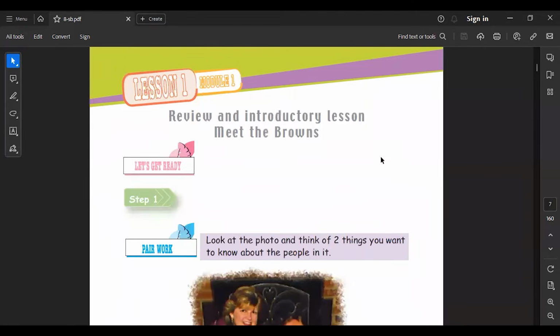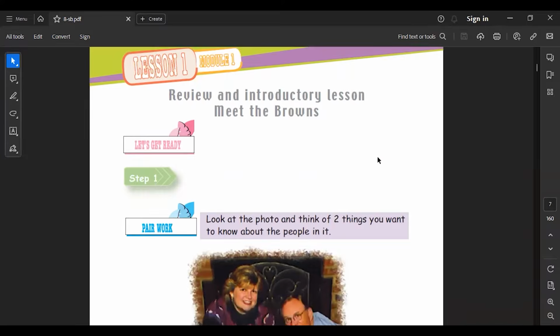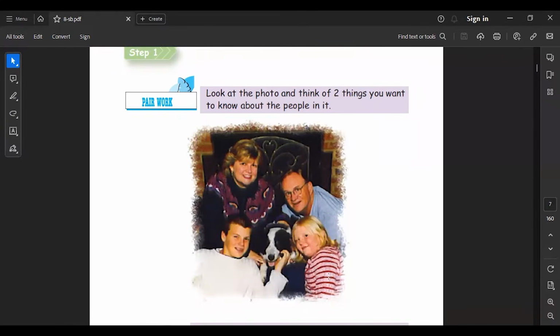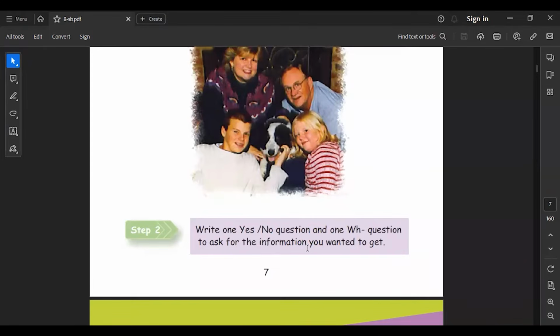So this is lesson number 1 from module number 1, which is a review and introductory lesson, Meet the Browns. Here you are going to see the Browns family. So this is a picture of the Browns family. Now the Browns family is composed of 4 members. Of course, you see here Mr. Brown, Mrs. Brown, and the 2 kids, Christopher and Christine. Next we are going to see more details about them.